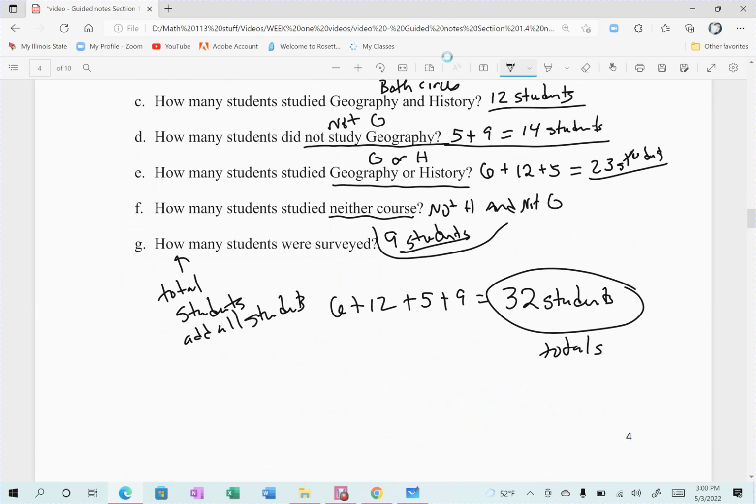So that's sort of an example, an application of 2 set Venn diagrams. We'll do more examples in the next video.